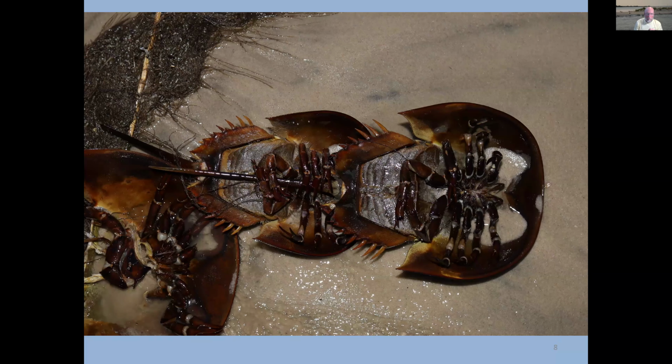Here I have a pair that I've turned over. You can see on the right is the female, and she's got the first pair of pedipalps there. Looks normal. You can't see the male's. He's using his to hold on to her, and he's also got his appendages wrapped around her tail there.